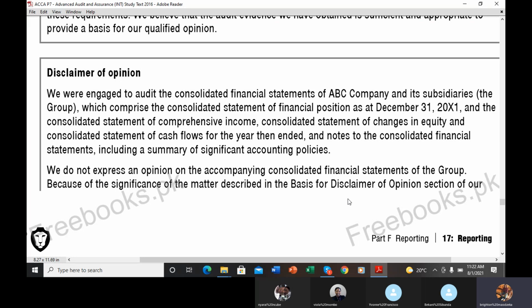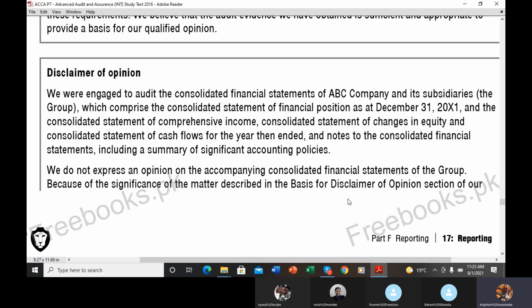What does the word disclaimer mean? To disclaim. If I say disclaim, what does this mean? You're denying something, isn't it? Choosing not to. They're denying, isn't it? That's simple. Disclaimer of opinion, you're saying no.